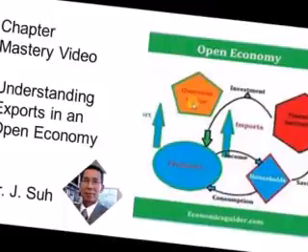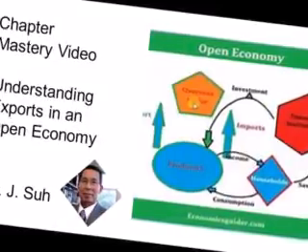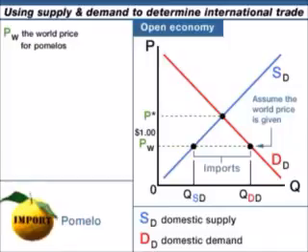Let's look back at that diagram that we drew before. The red curve represents domestic demand, and the blue curve represents domestic supply. The world price is given, and the difference between domestic demand and domestic supply at that price is the volume of imports. Now notice something. If France were a closed economy and had to make its own pomelos, the price would be up here at P star, where the curves intersect.